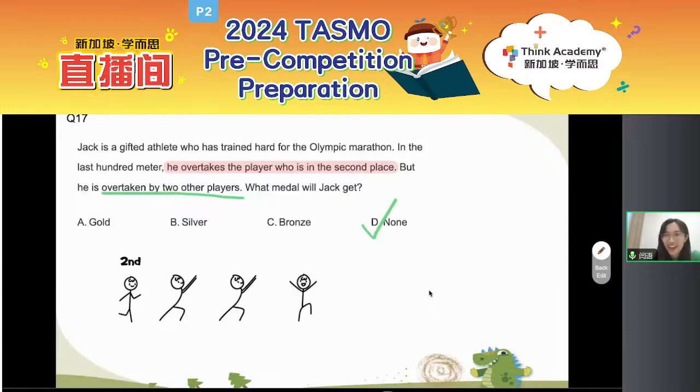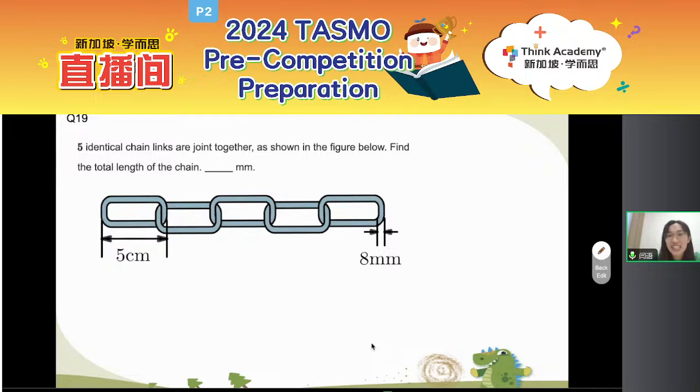Yeah, this question is very easy to make mistakes. Some students just feel that, okay, he overtakes the player who is in the second place, then he is the first one. No, okay, pay attention. He is the second one then. Okay, so now following this, for question 19, to be honest, I feel it is not that hard, but for the calculation part, again, a few students just answer it wrongly.